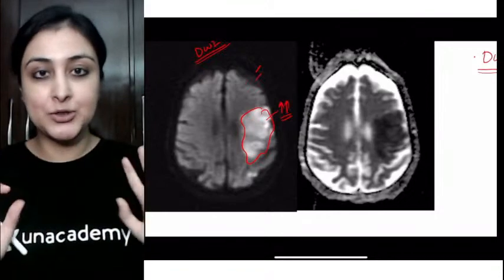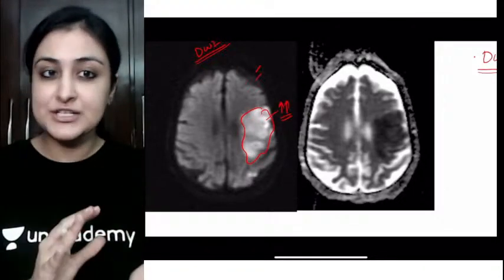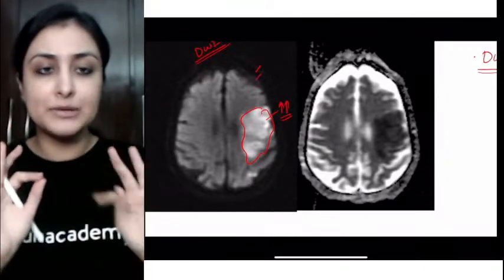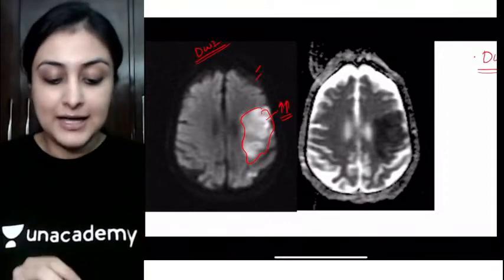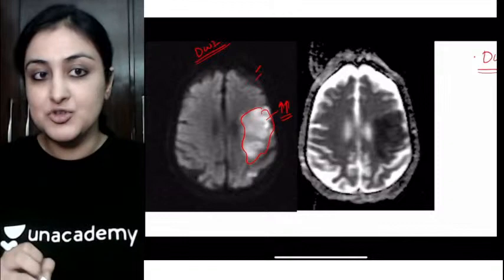So will you be able to now identify DWI versus FLAIR? FLAIR was looking like a normal pretty sequence. Here everything else in the background is suppressed. So this is diffusion weighted imaging.